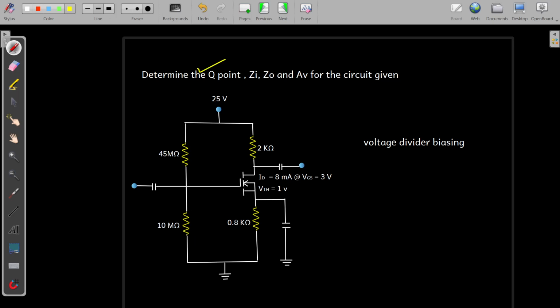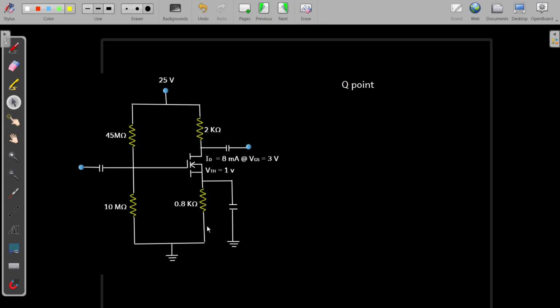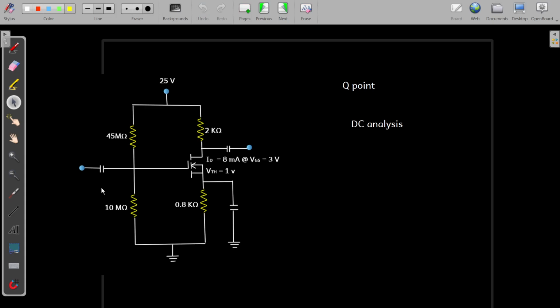As a first step, let's determine the Q point. To find the Q point, we should do the DC analysis. For that, we should have the DC equivalent circuit. So how do you get the DC equivalent circuit for that case?